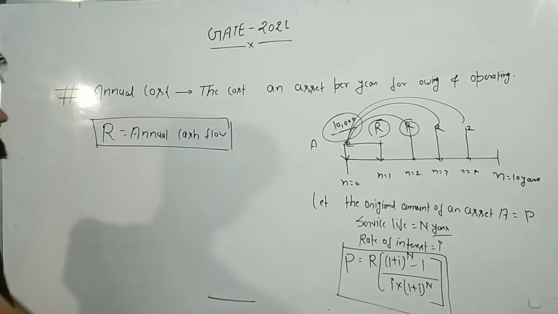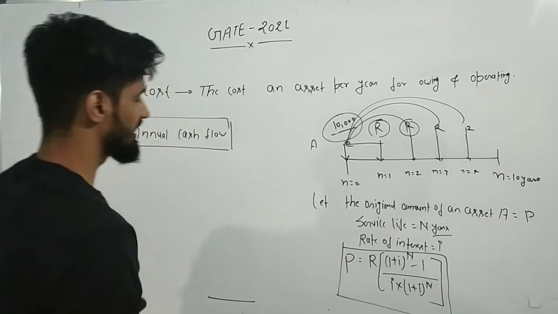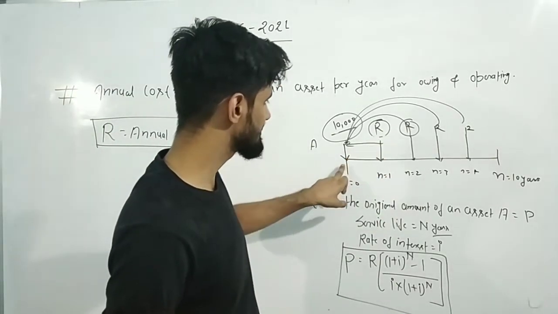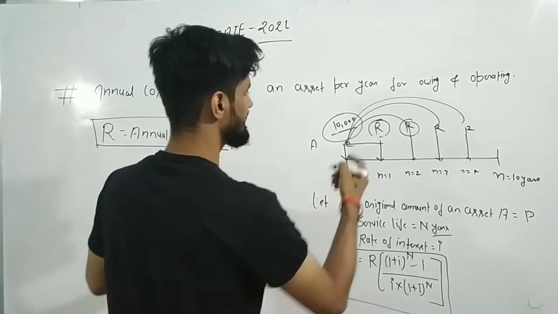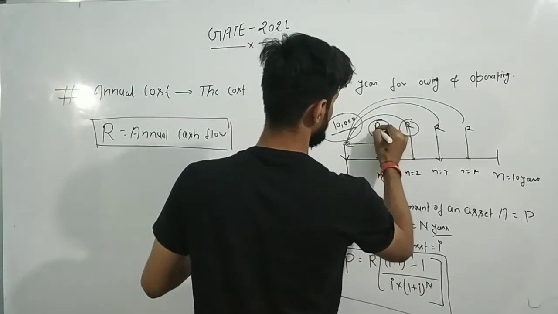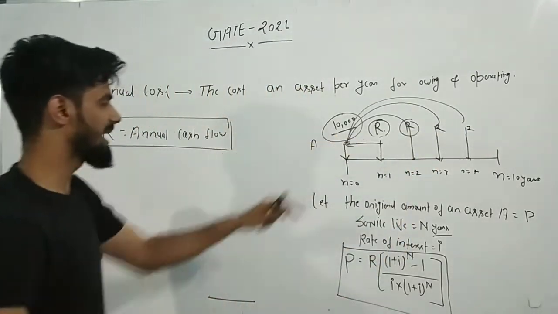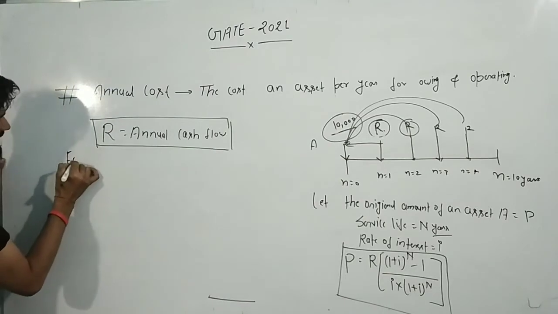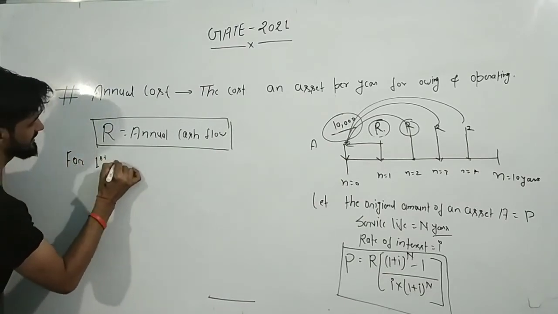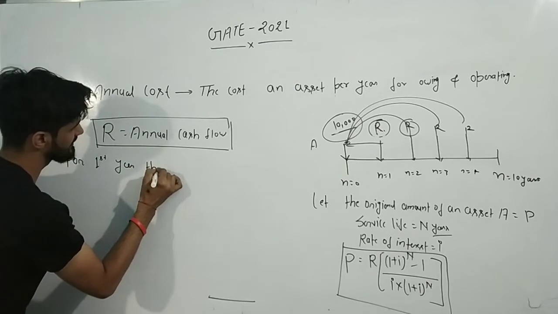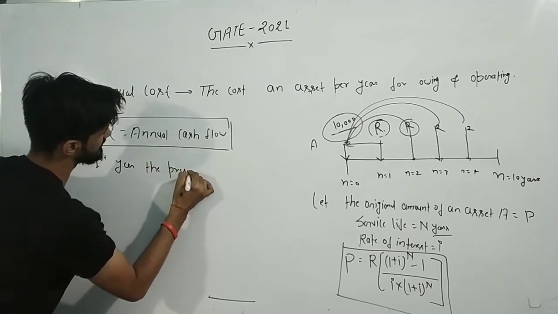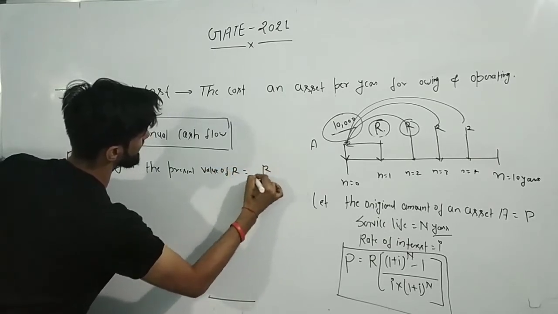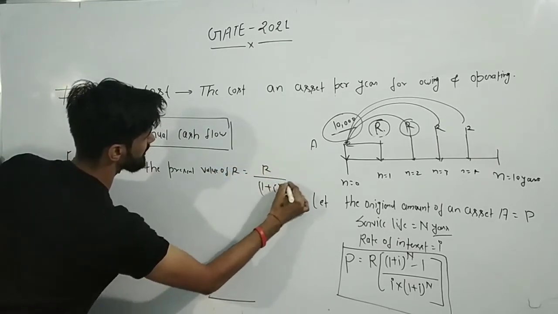My dear student, understand one thing. What used to happen here, what I am telling you, it's a very simple thing. If you will convert this R into its present value, then how will you convert? Just I am writing here, this is R, this is R, this is R. So I am just trying to convert this R into its present value. So for the first year, the present value of R is equal to what? R upon (1 plus I) to the power 1.